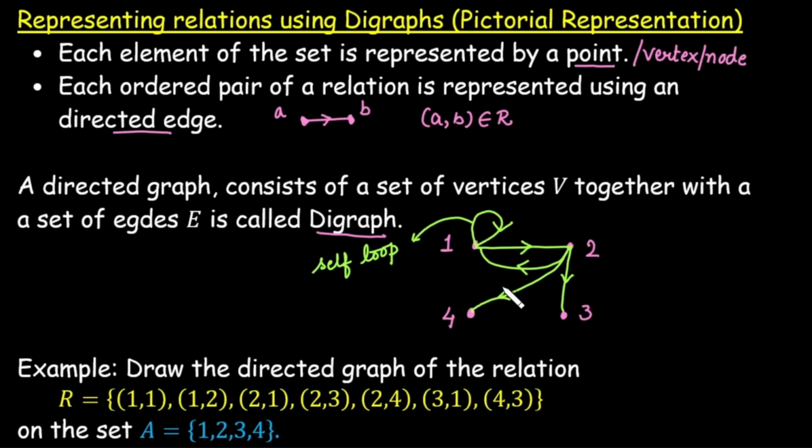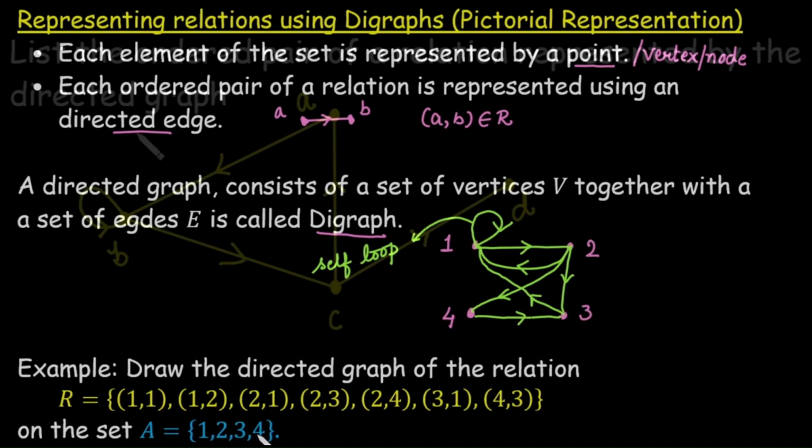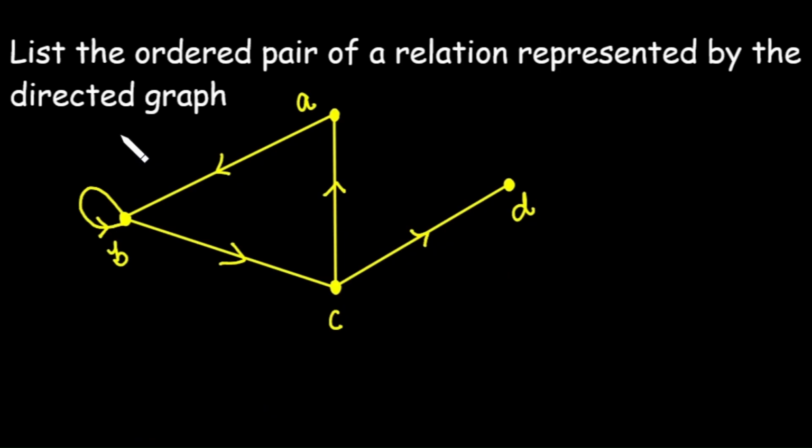Then 3 is related with 1, so take an edge that starts from 3 and ends at 1. And the last ordered pair is 4 is related with 3. So this is the final directed graph of this relation on the set. Let's take another example.